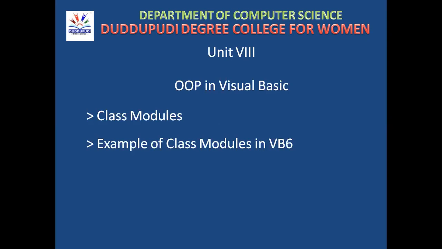Now in VB6, we will be having class modules. We have already understood different functions, function modules, sub functions, private functions, and public functions. So we'll be trying to understand class functions here. So basically, a class is a concept of classes and objects, or concepts of object-oriented programming in Visual Basic.